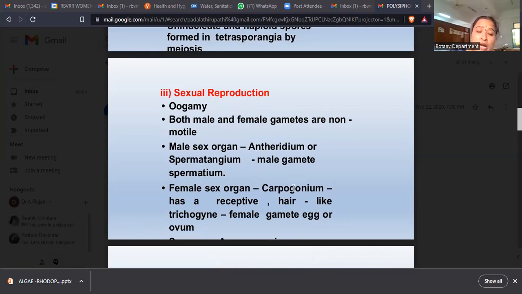Don't confuse these names, just memorize them, because questions will be asked on them. What is the male reproductive organ name? Spermatium or spermatangium. The female reproductive organ is called the carpogonium.